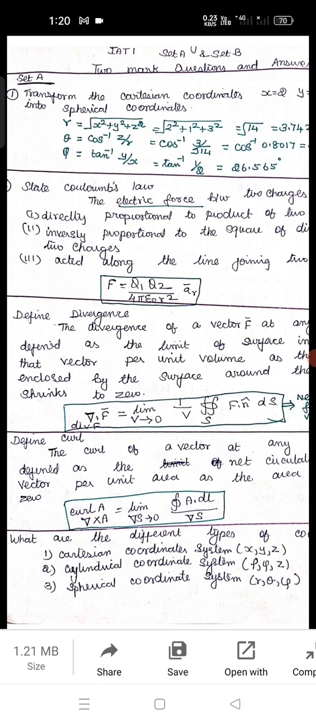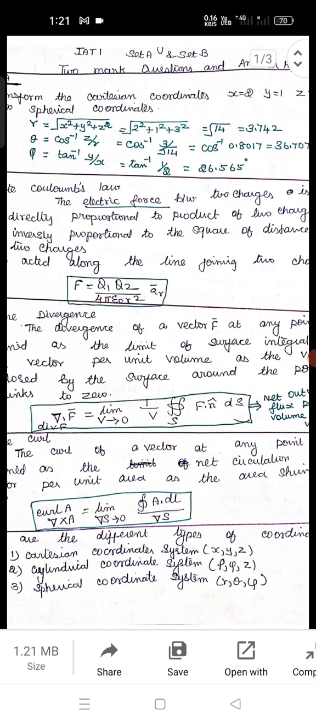Next one, Coulomb's law. So here, to get the statement of Coulomb's law, first we have to remember the electric force equation as per Coulomb's law, that is F is equal to Q1 Q2 by 4 pi epsilon naught R square aR. So from this we can get the statement as: the electric force is directly proportional to the product of two charges, that is Q1 and Q2, and inversely proportional to the square of the distance between the two charges, that is R. And the next one, it is acted along the line joining the two charges, that is aR.